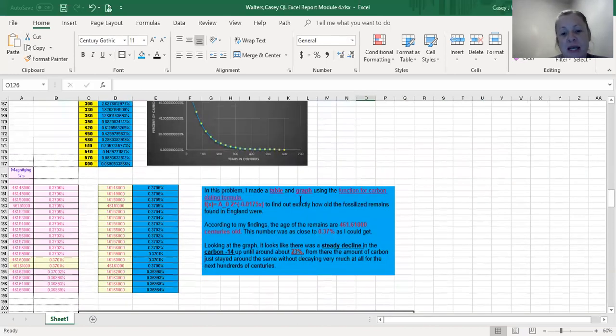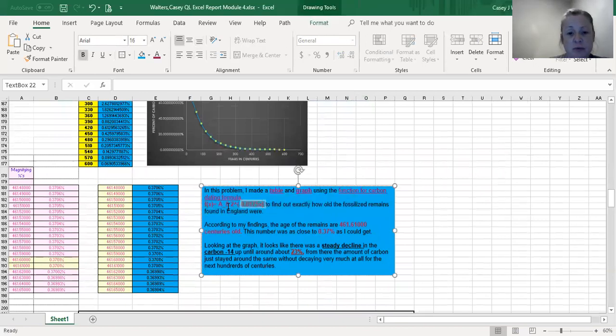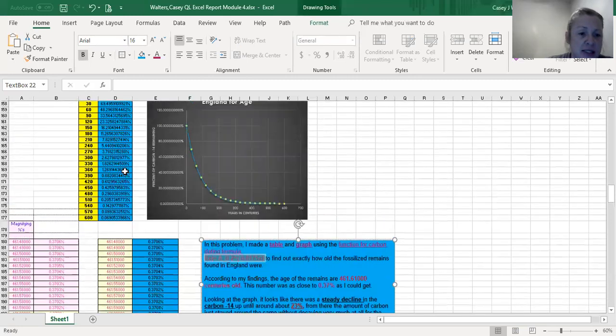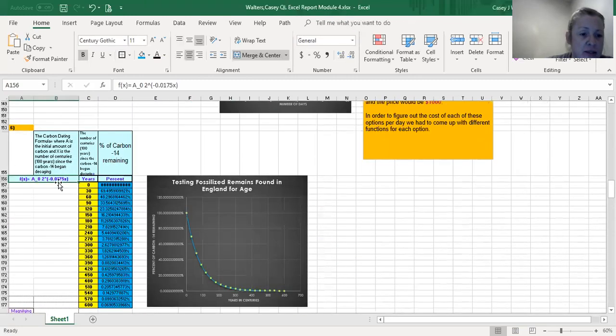In this problem, I made a table and graph using the function for the carbon dating formula. And that is this right here. That is the formula. It's f(x) equals a to the e exponent, and then open parentheses, negative 0.0175x, close parentheses. And then I put that in right here, and then I let Excel do the work for me.